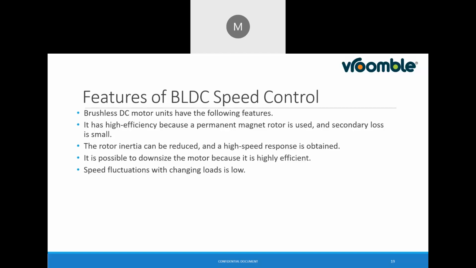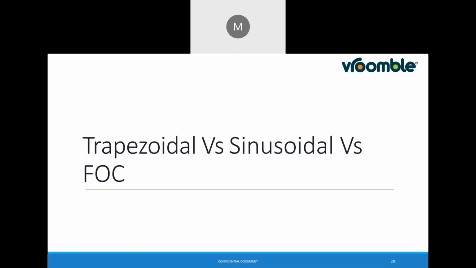So the rotor inertia can be reduced and a high speed response is obtained. It is possible to downsize the motor because it can have a high efficiency because of the magnets, right? And the fluctuation while changing the load or speed will be lesser because of the magnets, right? Now, the main control methods are trapezoidal, sinusoidal, and FOC.